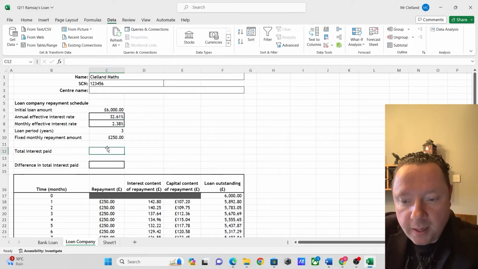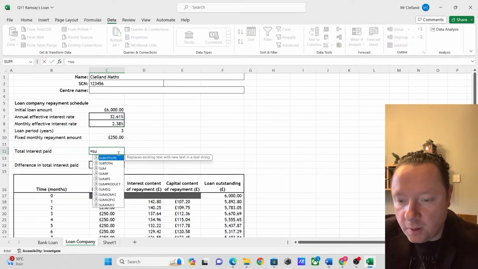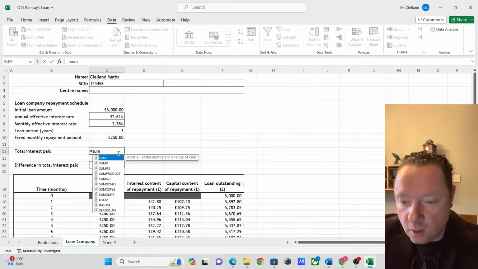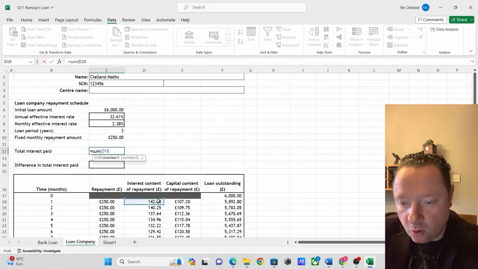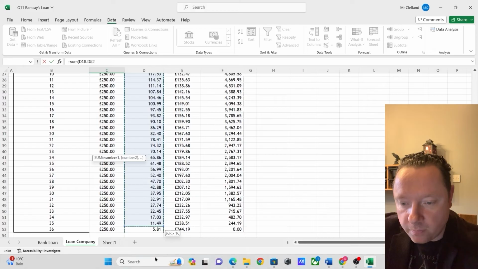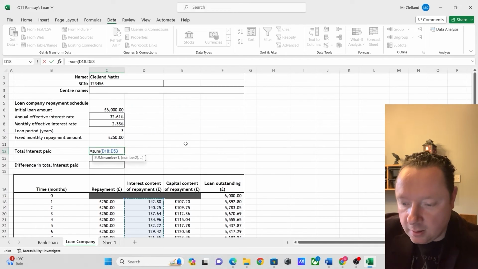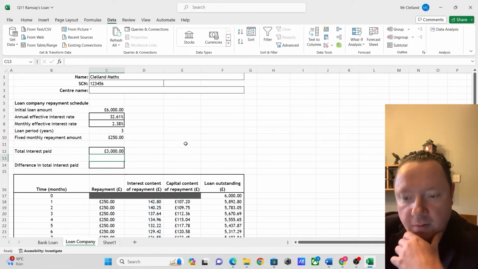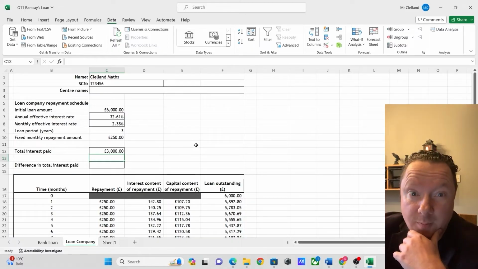To get the total interest paid, we just need to do a sum, remember, sum of all the interest. So starting here and going all the way down to the bottom. And that gives us £3,000 of interest he's paying. Wow, that's an expensive loan.